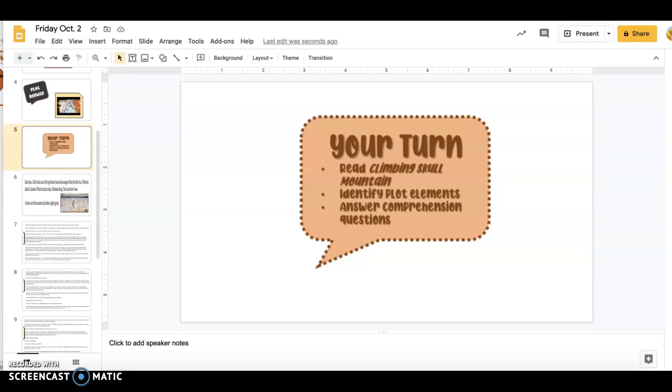Hi guys! So for this activity, I just want to explain what you're going to do. You're going to read Climbing Skull Mountain and annotate. You're going to identify the plot elements, and then you're not going to answer the comprehension questions, but you're going to review some comprehension questions.